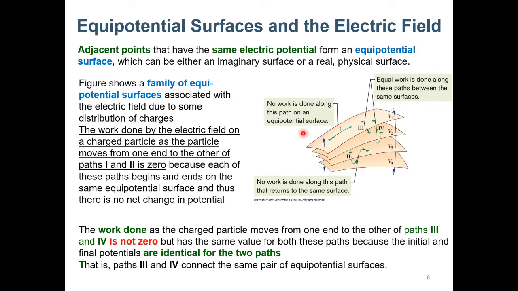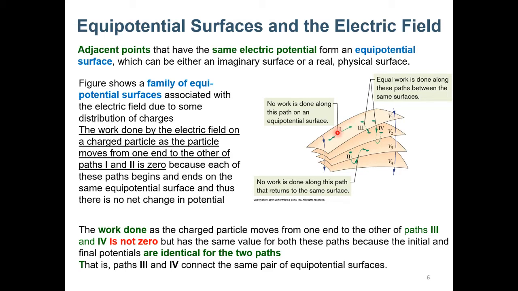The figure shows a family of electric potential surfaces, and the work done by the electric field on a charged particle as it moves from one end to the other along path 1 is 0, because both ends of path 1 are on the same equal potential surface, V1. Of course, the work done for this movement is 0, because delta V is 0, so W should also be 0.